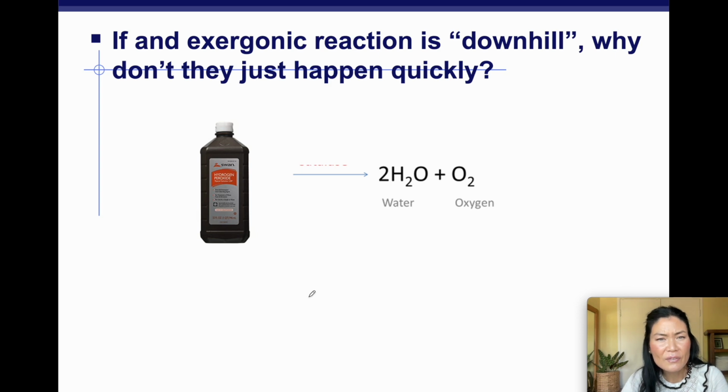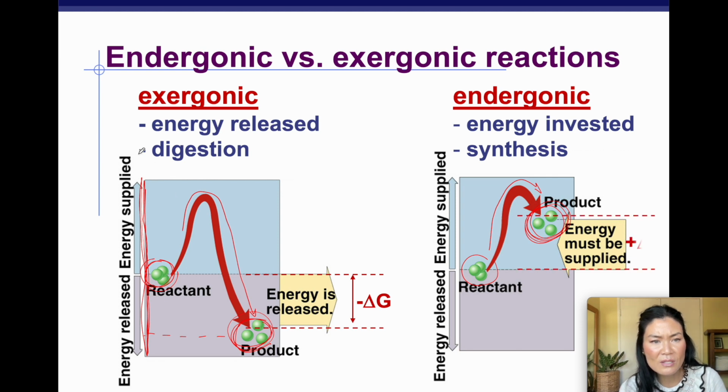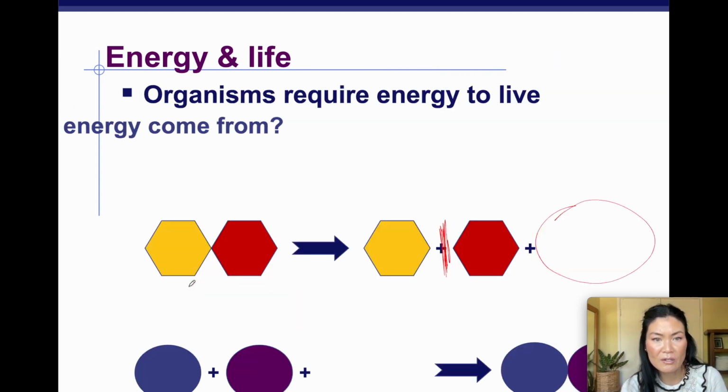And so if an exergonic reaction is downhill, why don't they just happen quickly? So going back to this picture, what do we mean by downhill? So this is our exergonic reaction. If the product has less energy than the reactant, why can't it just turn right away into the product? Okay. You can see in this graph, remember energy is on the y-axis, the reactant actually needs to gain a certain amount of energy before it becomes a product. Those molecules in the reactants need to gain enough energy so that the bonds can actually be broken and turn into the product, okay?